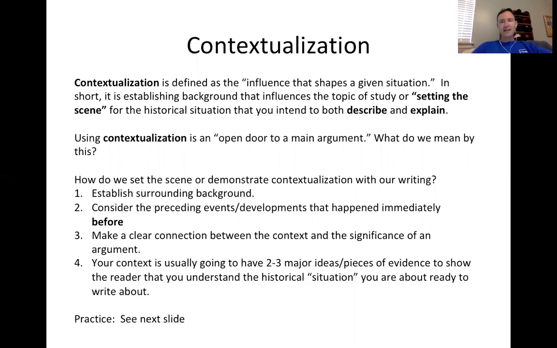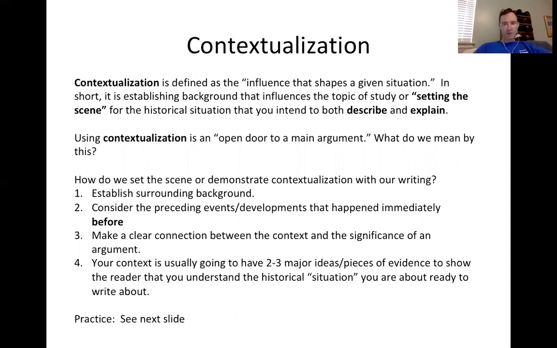So look what it says. What is contextualization? It's defined as the, quote, influence that shapes a given situation. What in the world does that mean? Setting a scene. You're trying to show the reader, before he or she ever gets to something that you want to argue about, a historically defensible, clear line of reasoning thesis, whatever word you want to use, AP language or not, you want to show that reader that you know what is about ready to happen, or what has happened, pardon me. You want to show whoever is reading your work that you can set up an argument.